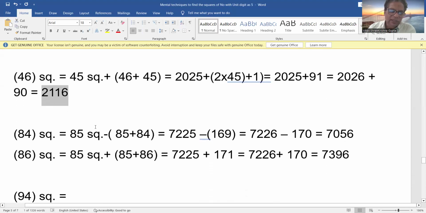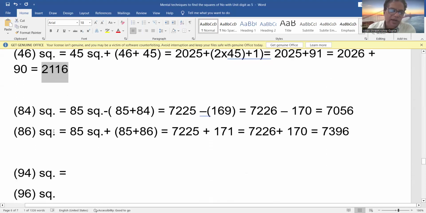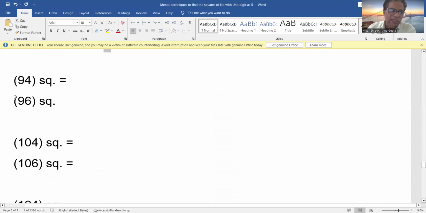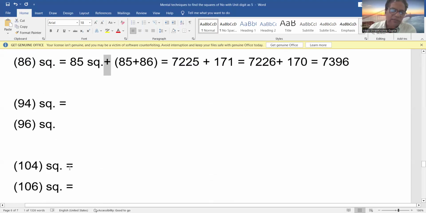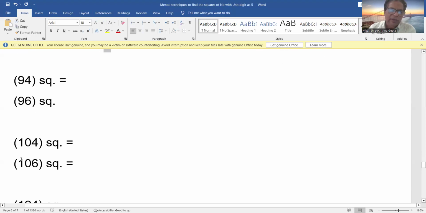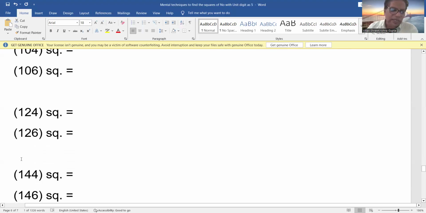Right? In the same way, you can find the square of 84. 84 square is equal to 85 square minus 85 plus 84, and that comes to be finally 7056. In the same way, 86 square is equal to 85 square plus, now it will be plus because 86 is more than 85. I will have to add 85 square plus 85 plus 86, and then I add 171, and I get the answer 7396. In the same way, I can find the square of all these numbers. Once I am given the square of the central number 95, I can find the square of 94 and 96. If I am given the square of 105, I can find the square of 104, 106, and all the squares I can find out. Right?